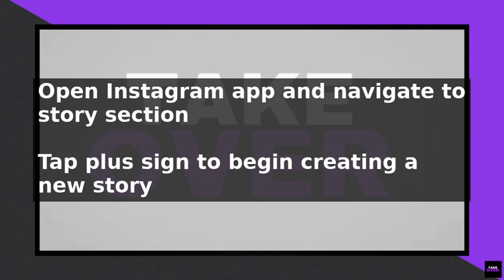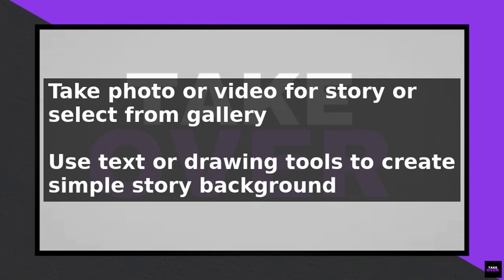You can also use the text or drawing tools to create a simple story background. After setting up your story background, tap the sticker icon at the top of the screen, which looks like a square with a face. This will open the sticker menu, where you can browse through various options. Scroll down and select the poll sticker, which says poll. Tap on it to add the poll sticker to your story.